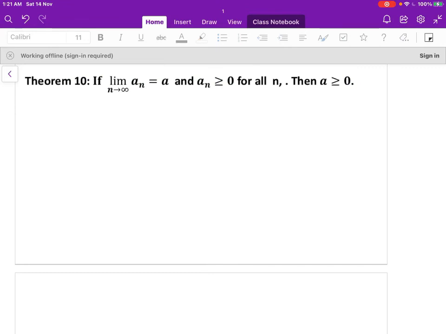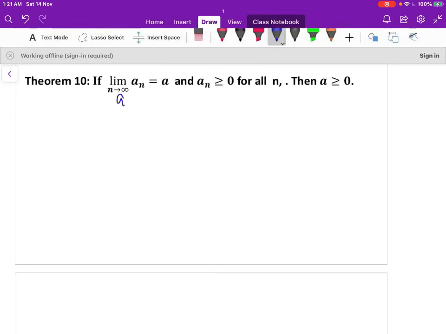So now we will move to the theorem. If an converges to a and an is greater than or equal to 0 for all n, then you have to prove that a is also greater than or equal to 0, where a is the limit of the sequence an. So let us move to the proof.